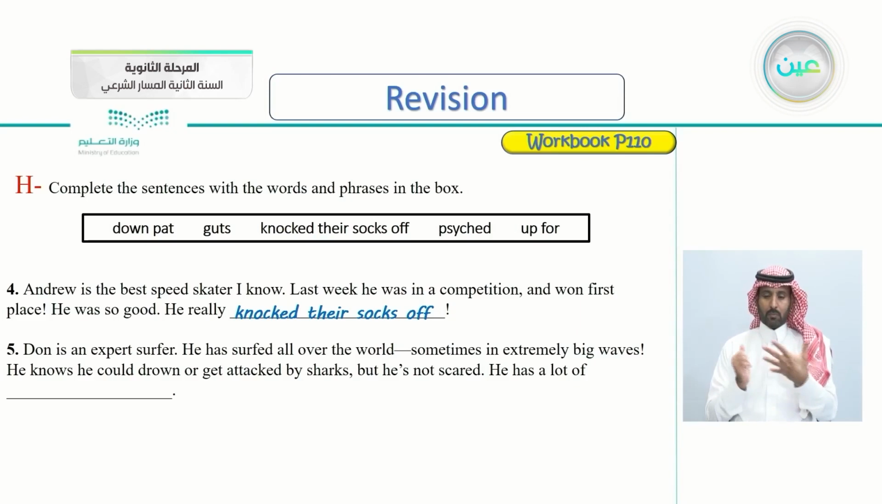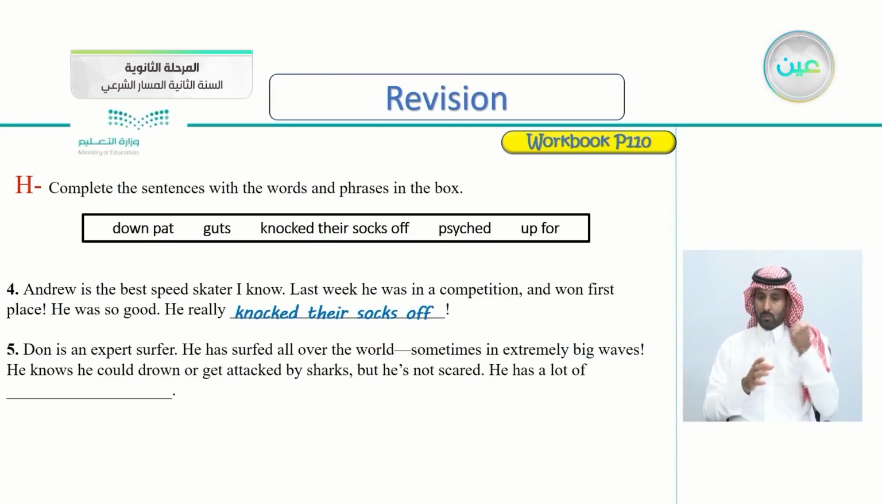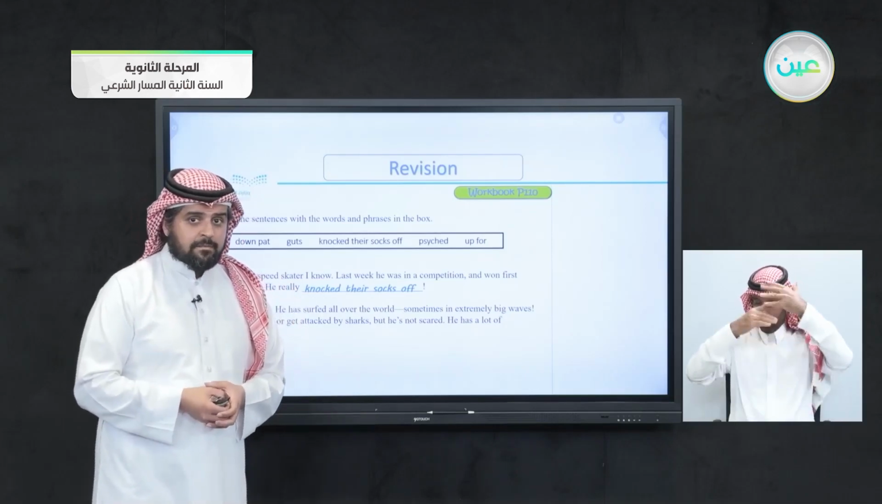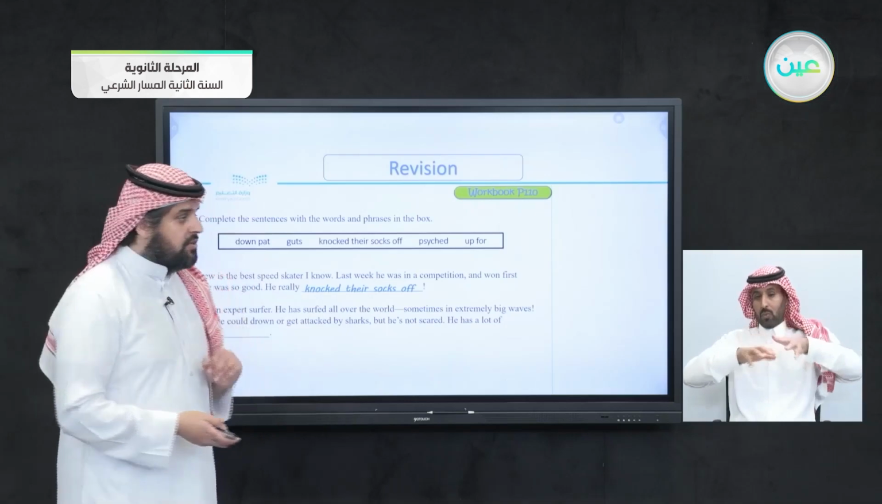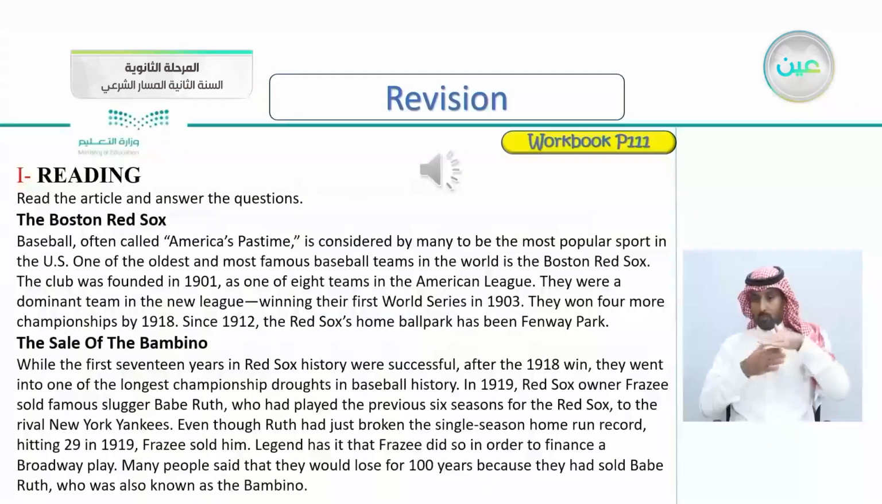Number 5, Don is an expert surfer. He has surfed all over the world, sometimes in extremely big waves. He knows he could drown or get attacked by sharks, but he's not scared. He has a lot of what? So he's bold. He's not afraid of sharks. He's not afraid of big waves. So you can say he has a lot of, that's correct, he has a lot of guts, which means that he is really courageous, he's bold, he will do anything, even surfing with sharks.